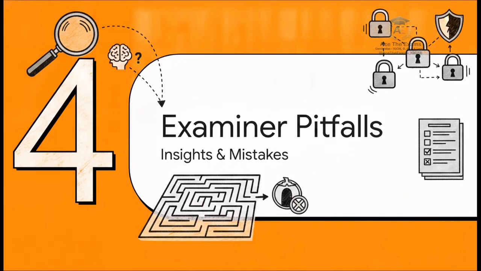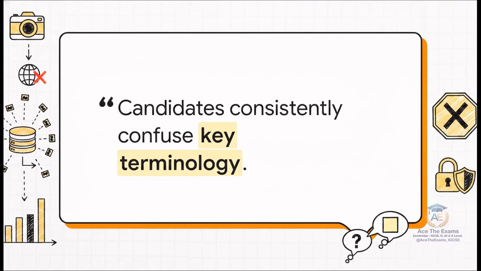Let's pivot to our final, and honestly perhaps the most eye-opening section, avoiding examiner pitfalls. We're going to look at exactly what the principal examiner reports tell us about common student mistakes. Pay close attention to this. This is a direct, explicit warning from the senior examiners themselves, reinforcing that confusing terminology will immediately cap your grade no matter how much you write.